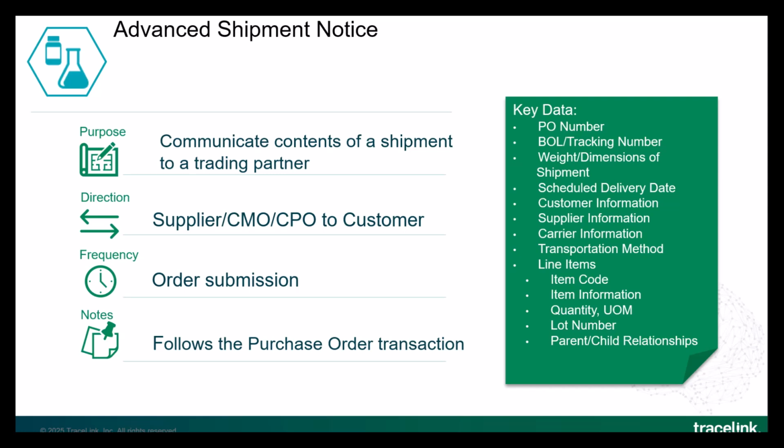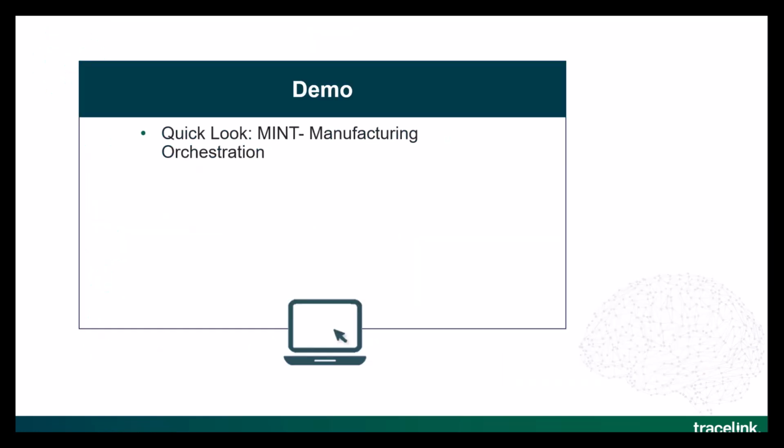The ASN allows the buyer to prepare for the arrival of goods, allocate resources, for example, dock space and personnel, and verify the shipment against the purchase order for accuracy. This helps streamline receiving operations, reduce errors, and improve inventory management. Let's take a look at this in the UI.